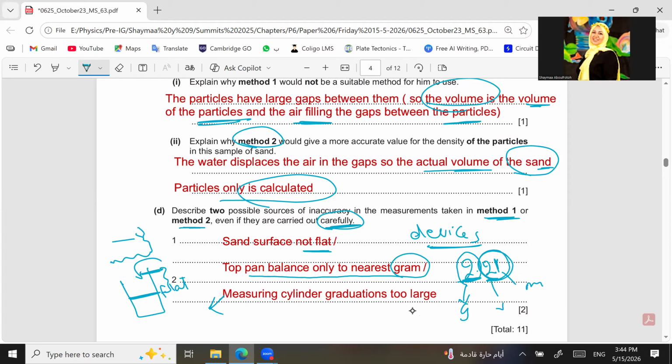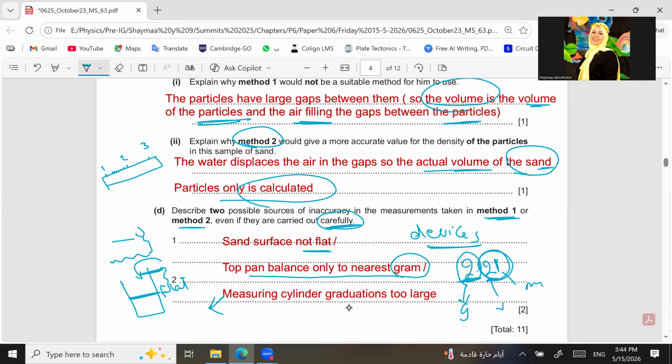If I have a scale, something graduated, it's better to have a smaller graduation, because if it's, for example, 1, 2, 3, what about in between? As we said, to the nearest gram is wrong. We need to go to the nearest milligram to be more precise.